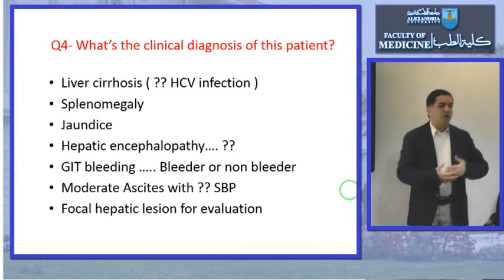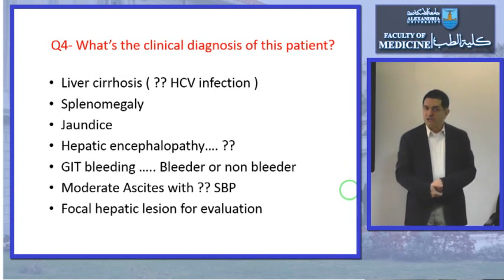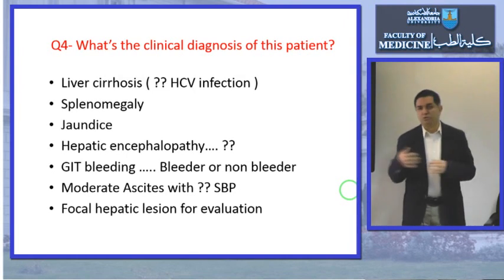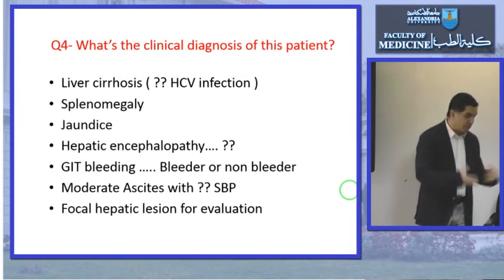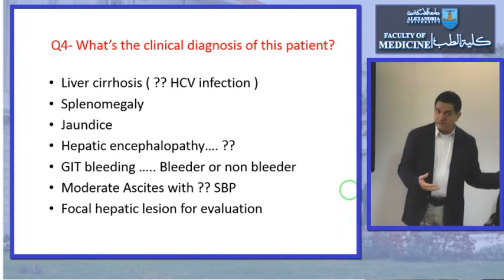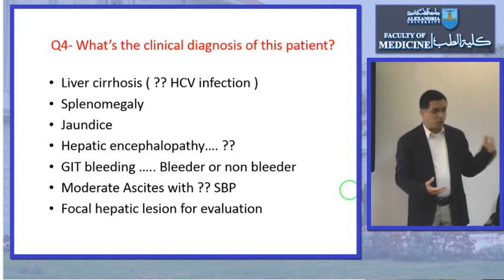Of course, we will do upper GI endoscopy for our patient to reveal the presence of varices, and then we will take the decision whether to do band ligation for these varices or not, according to many circumstances, including whether the patient is a bleeder or non-bleeder, whether he has small size varices or large size varices.